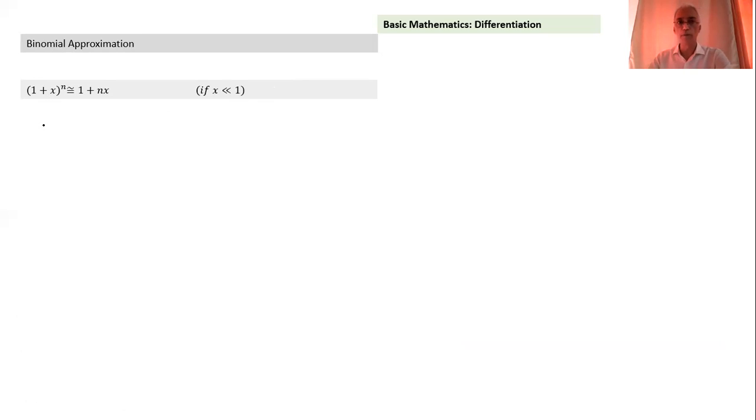thing which is very commonly used, called binomial approximation. What is binomial approximation? This is the term (1 plus x) raised to power n, this expression, and this will have multiple number of terms. But this is almost equal to 1 plus nx if x is much less than 1.